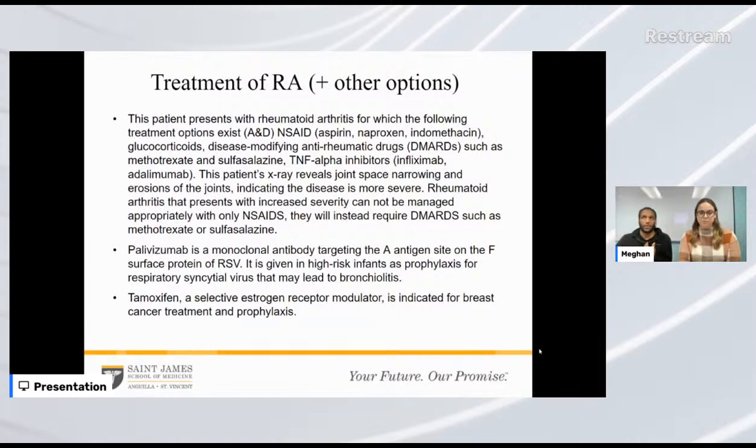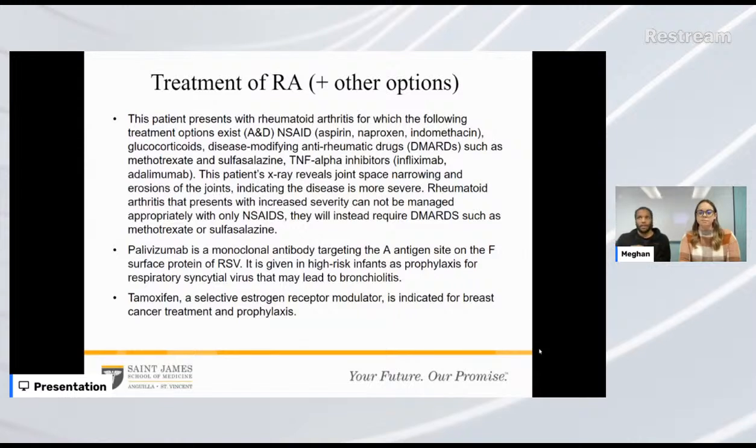Some of the NSAIDs were listed here. Naproxen is one, aspirin is one, indomethacin. Steroids are good because they basically will shut off your immune system. So obviously, if you're having an autoimmune disease, your own immune system attacking you, shutting that down is good, but using them long-term can affect the body in worse ways. So it could be a short-term treatment of an acute exacerbation of the disease.